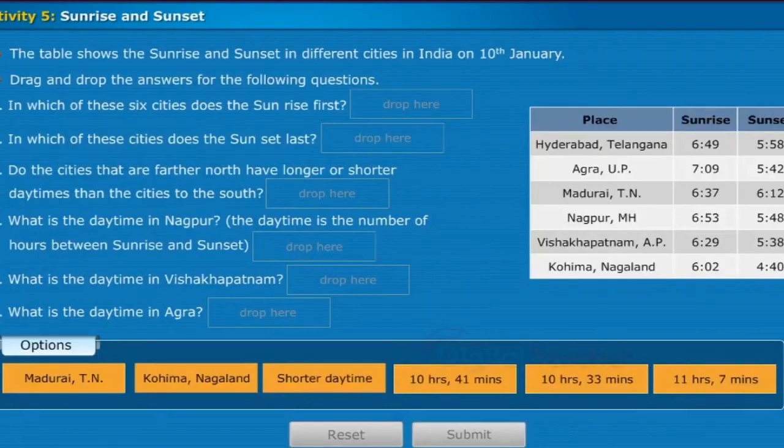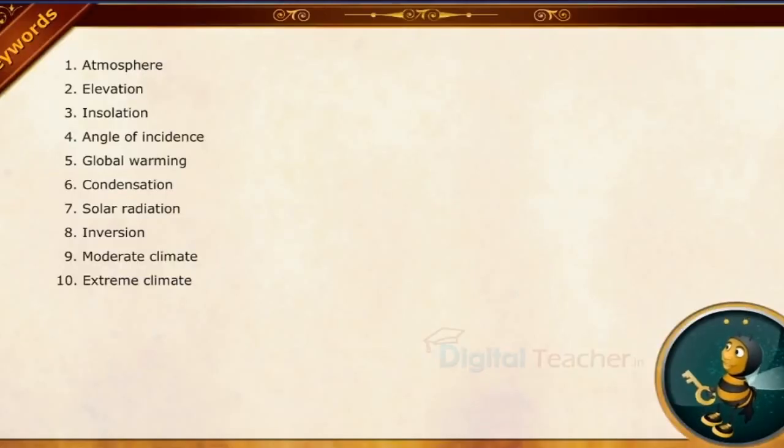Now, let us do an activity of drag and drop. The table shows the sunrise and sunset in different cities in India on 10th January. Drag and drop the answers for the following questions. Keywords. List of keywords are shown on the screen.